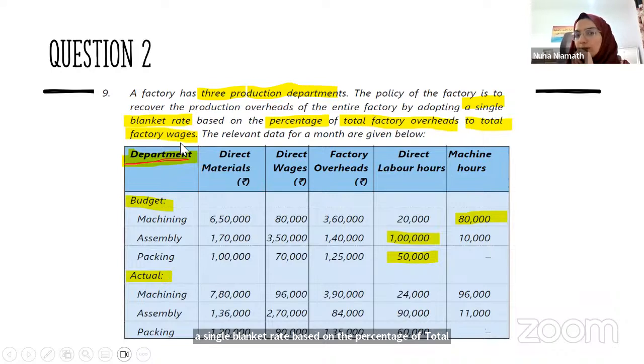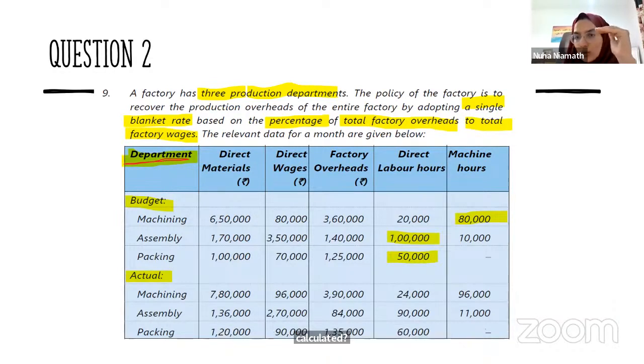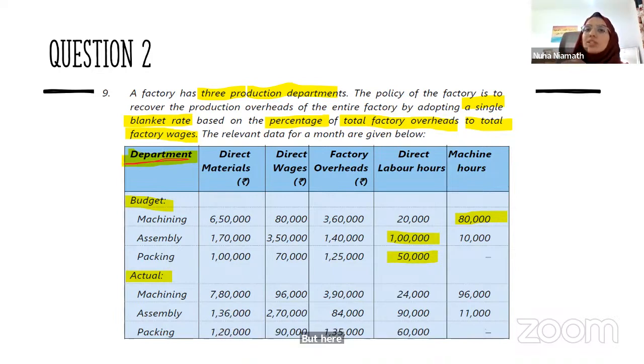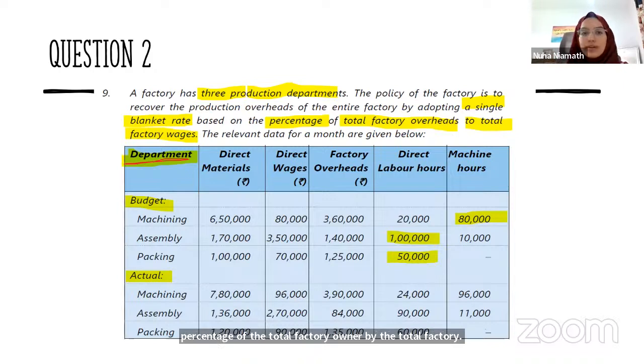So this is something that's important, because this is giving you the overhead rate. How is the overhead rate calculated? Overhead rate is calculated as a percentage of the total factory overheads divided by the total factory wages. In the previous question, how did we do it? Budgeted overhead machine cost by effective hours. But here they're already saying that no, we don't follow that method. We use another method, which is giving the percentage of the total factory overheads by the total factory wages. So that's how they calculate their single predetermined overhead rate.